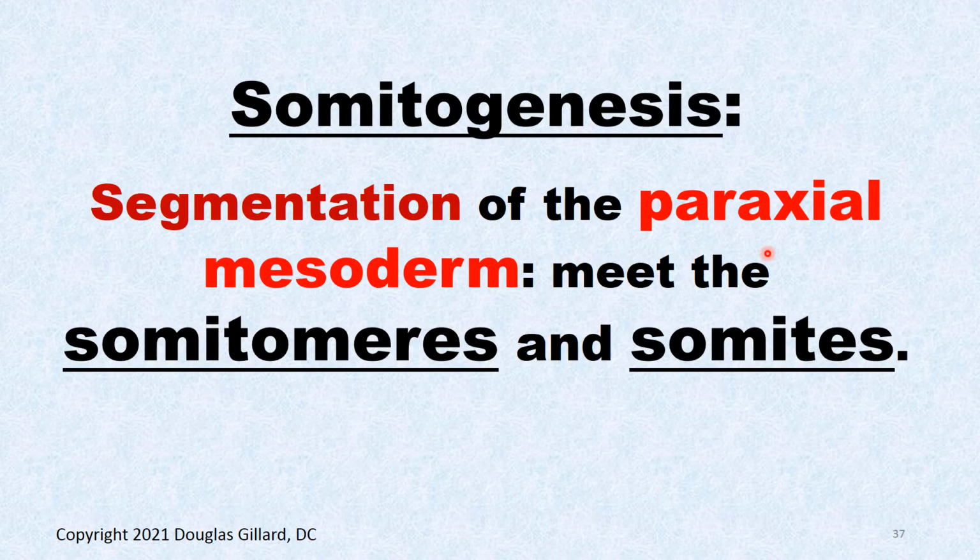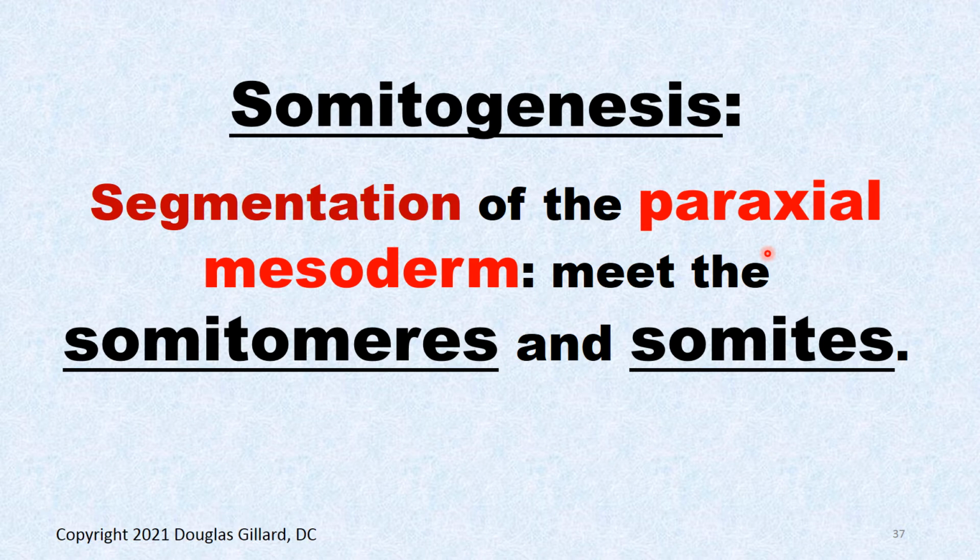All right, so now let's talk about something really important. I've talked about these somites, and I keep saying we're going to learn about somites in the future. Well, let's learn about these somites. So the formation of somites is called somitogenesis. Some say somerogenesis. I say somitogenesis.